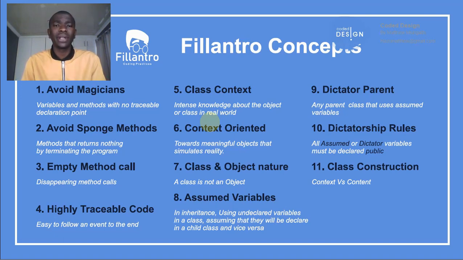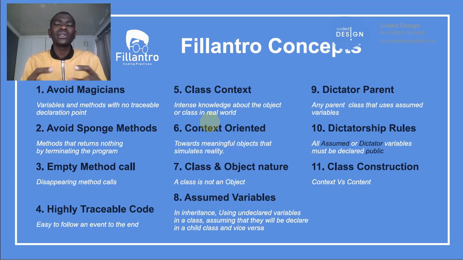So I call those variables assumed variables. Those are the variables that you use in a superclass, assuming that they will be declared or available in an inheriting child class. Point number 9. Because of point number 8, this creates a detector parent. Any parent class that uses an assumed variable, that assumed variable creates a certain contract between the superclass and a child class. And what that contract is: that variable must be declared or must be available in a child class.